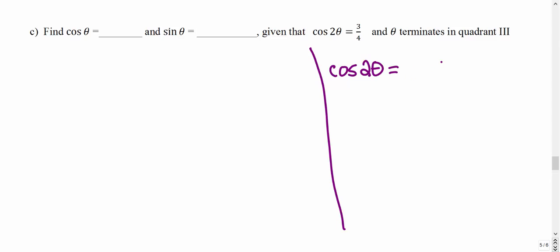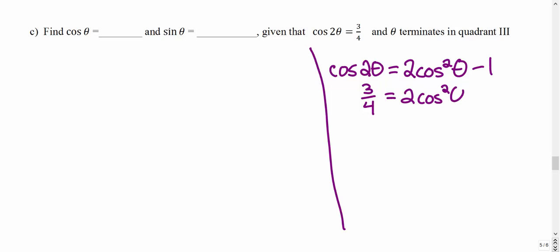I want to use an identity that only has one trig function in it. So the one with cosine or the one with sine, but not the one that has both. So I'm going to choose to work with cosine: 2 times cosine squared theta minus 1. That's the double angle for cosine that I'm going to choose to work with. And what we know this time is that cosine of 2 theta is equal to 3/4. So I'm going to set this equal to the right side of that equation.